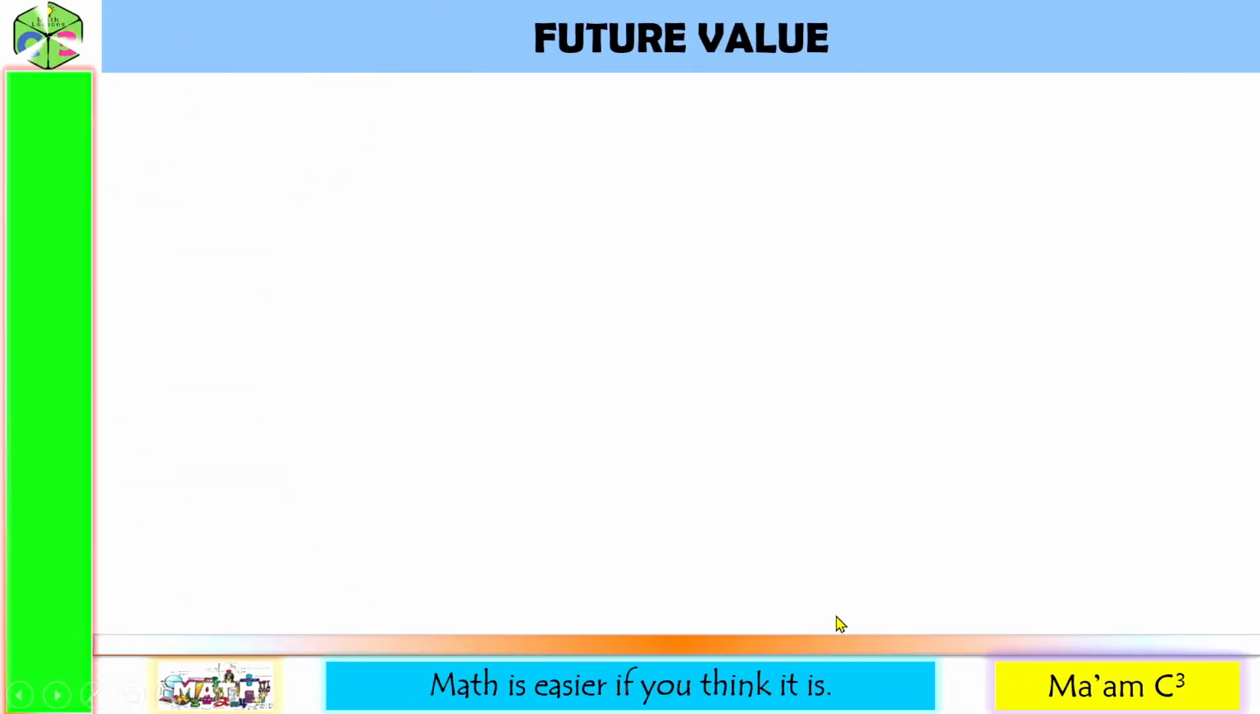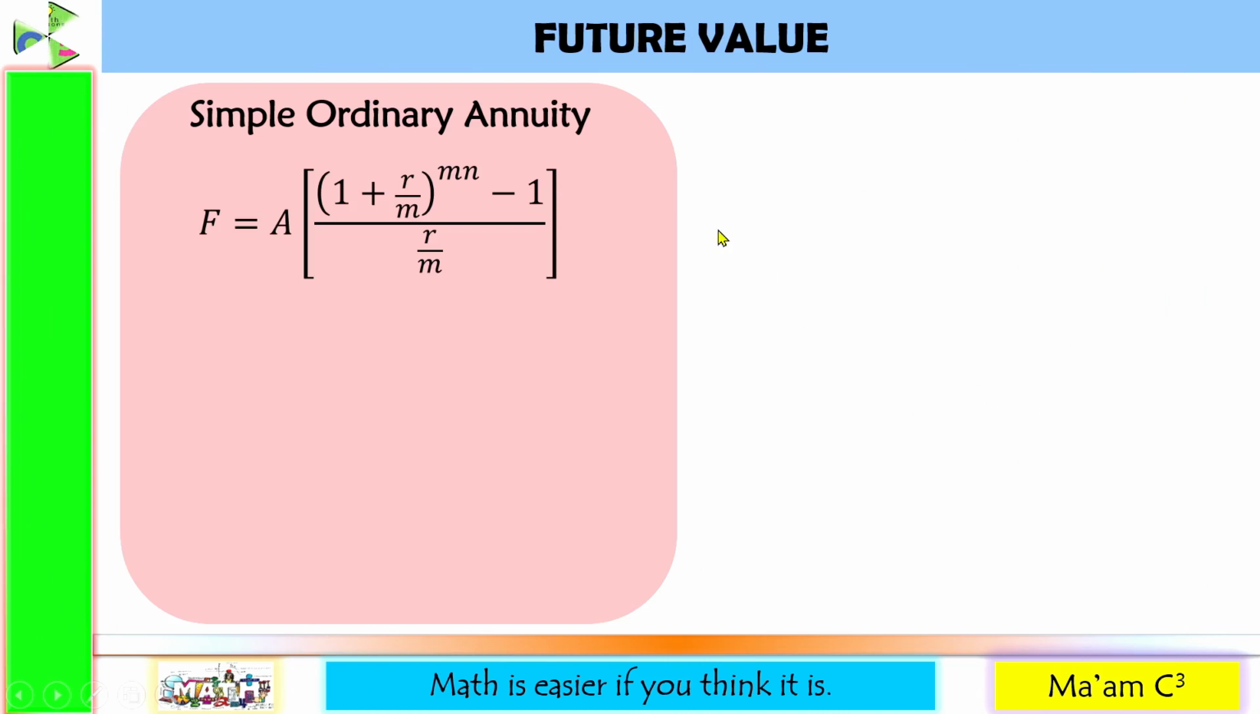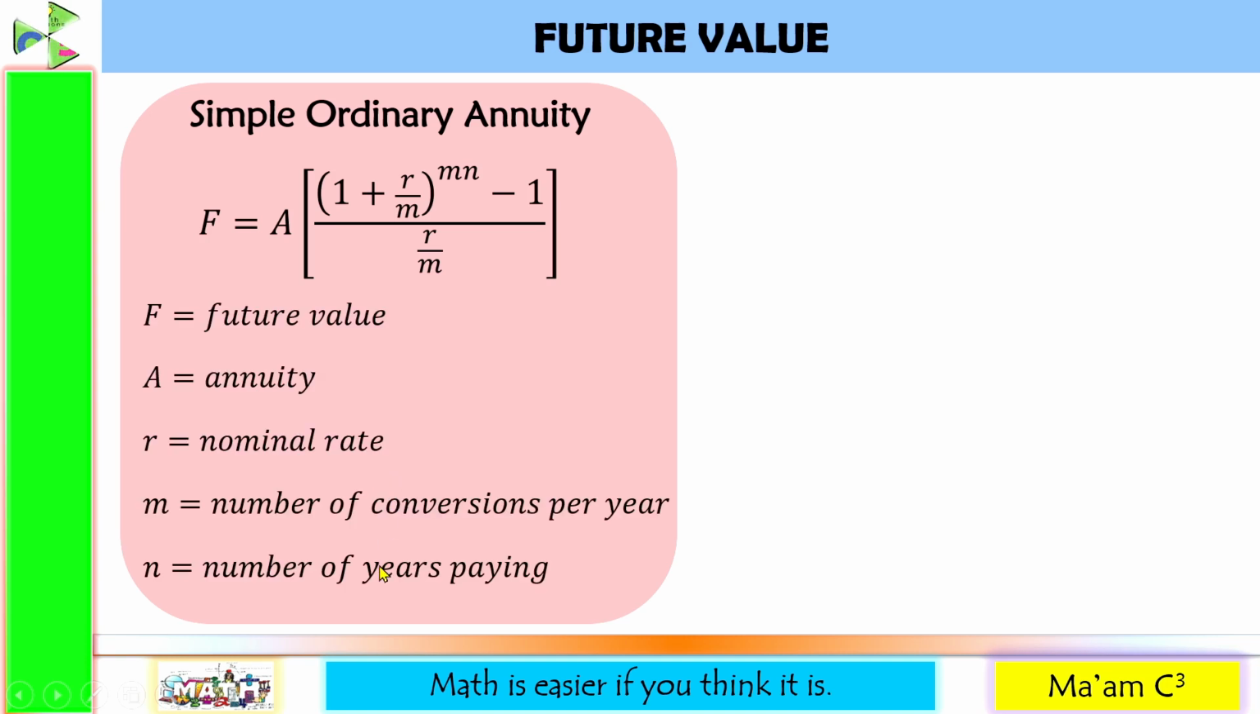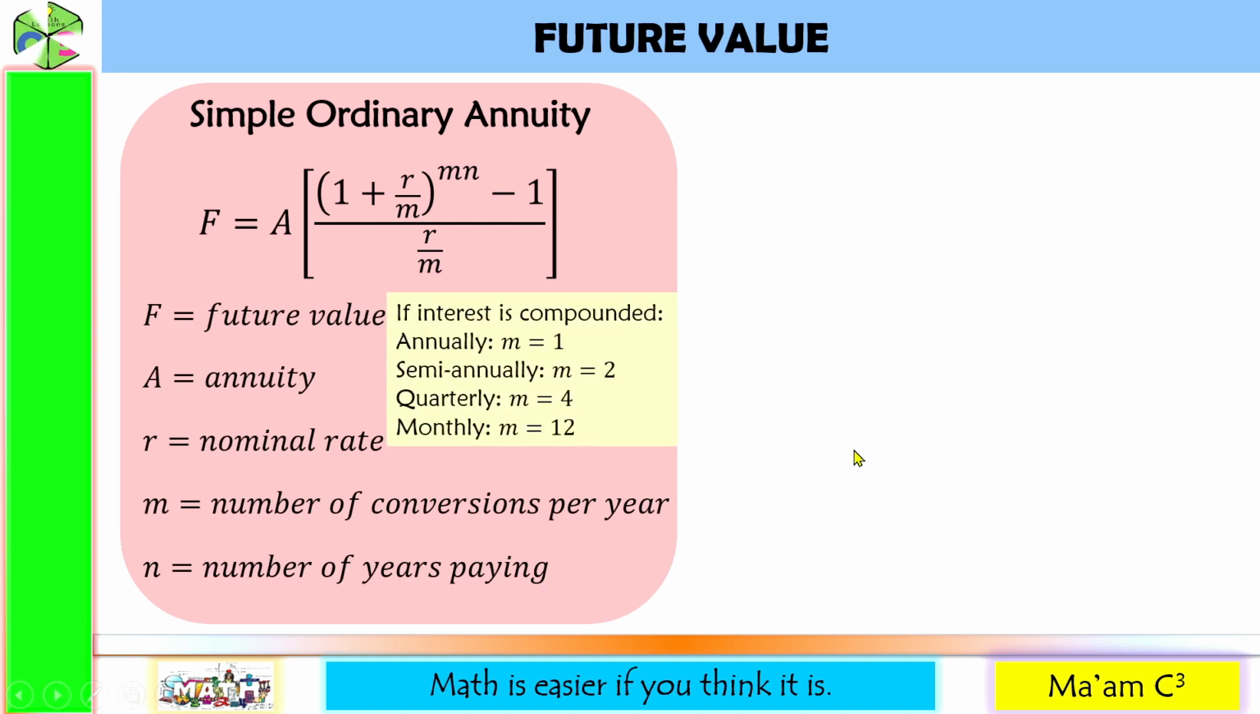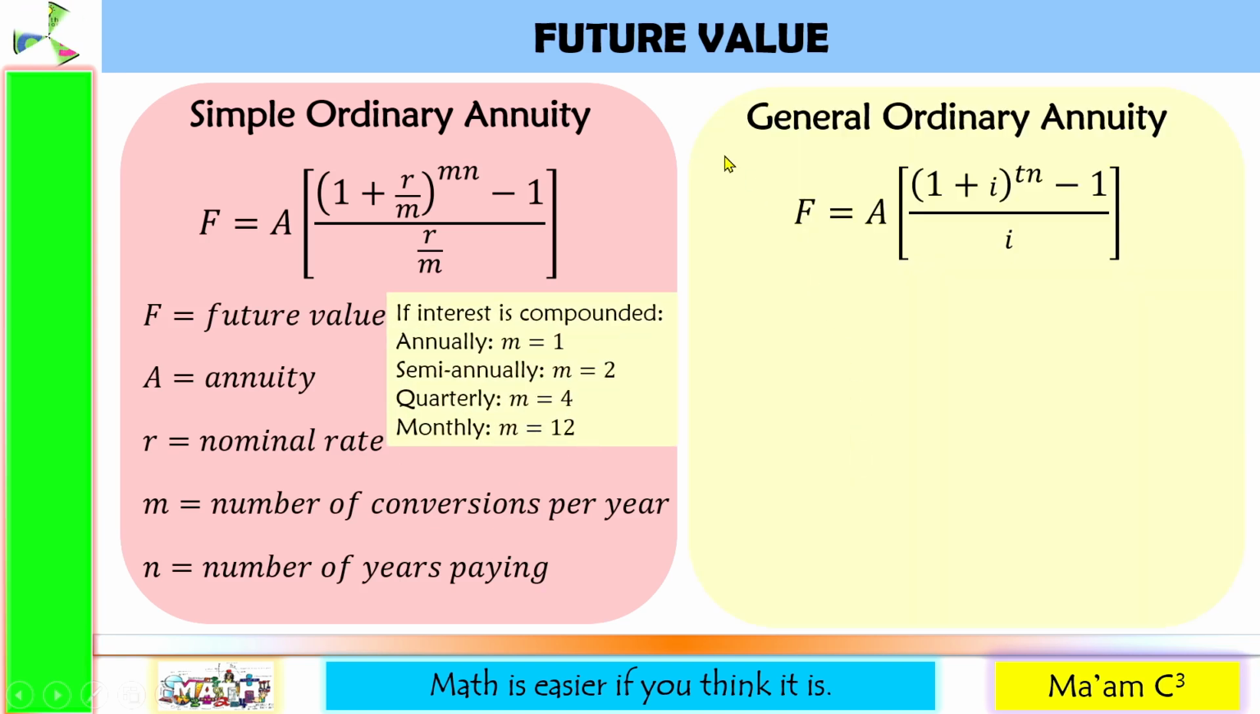In my lesson on simple annuity, I introduced the formula for solving the future value. Here are the corresponding meaning of each letter and the corresponding value of M depending on the conversion period. Here is the formula for the future value of general annuity. Has resemblance, isn't it?